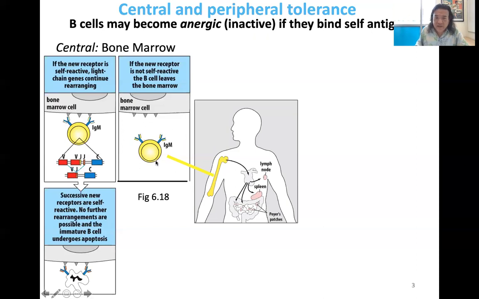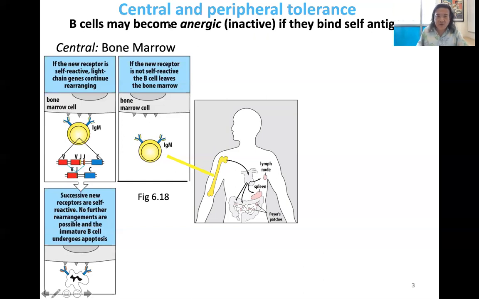So if the B cell, though, either did not have autoreactive properties with stuff in the bone marrow to start with, or like the one on the left here, it got a chance to go back and it changed its light chain a little bit, and now its IgM no longer reacts to things that are in the bone marrow, then it can be released into the blood.